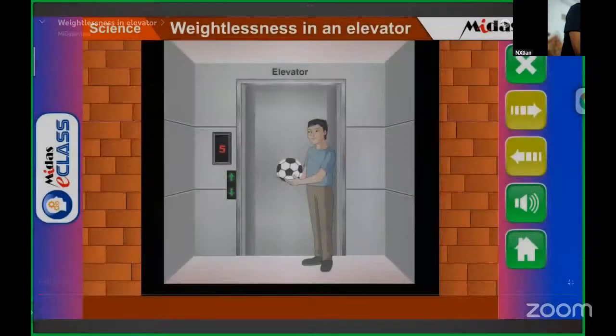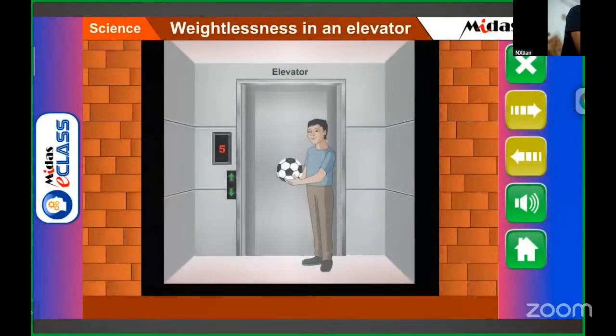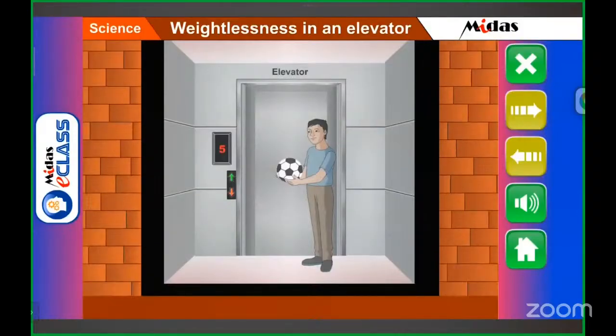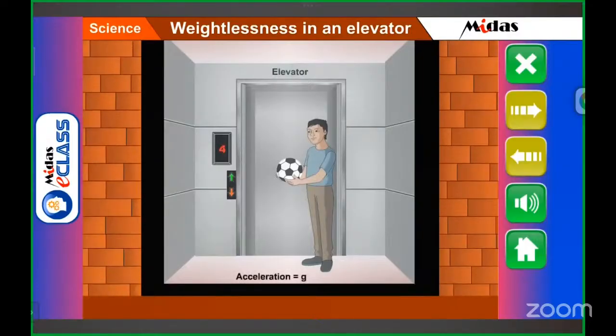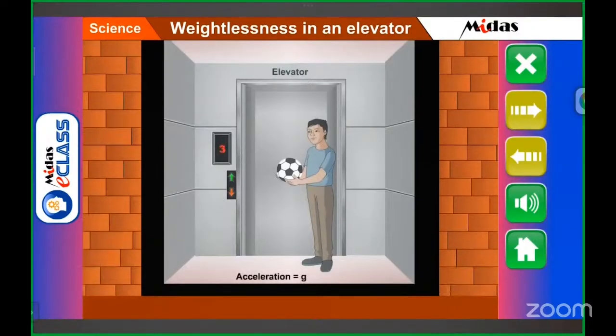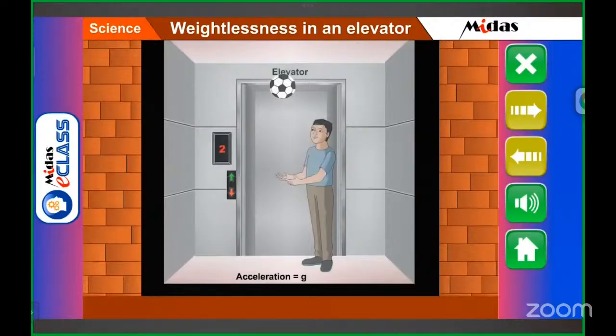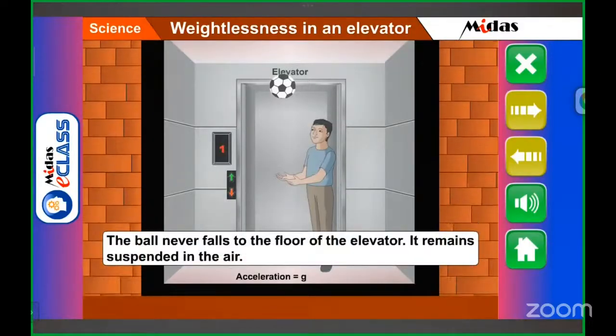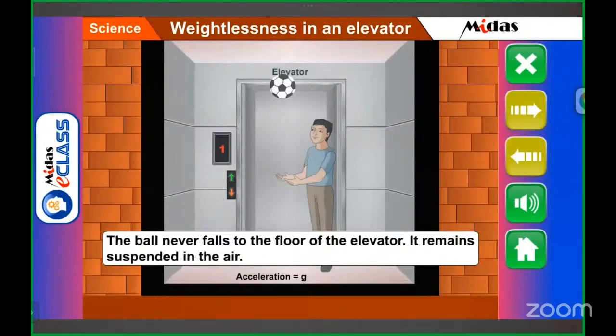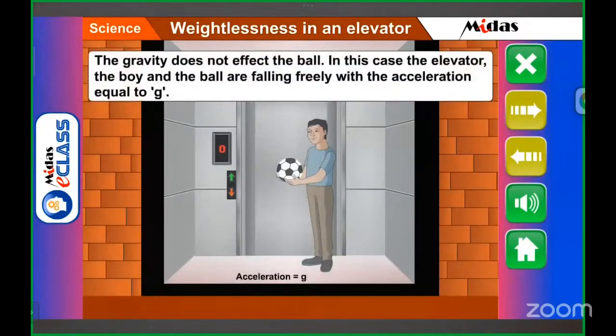Students, suppose a boy is standing inside an elevator carrying a ball. The elevator is falling freely under the action of gravity. That is, acceleration is equal to g. When the boy allows the ball to fall inside the elevator, what does he find? The ball never falls to the floor of the elevator. It remains suspended in the air. The gravity does not affect the ball. In this case, the elevator, the boy, and the ball are falling freely with the acceleration equal to gravity, that is g.